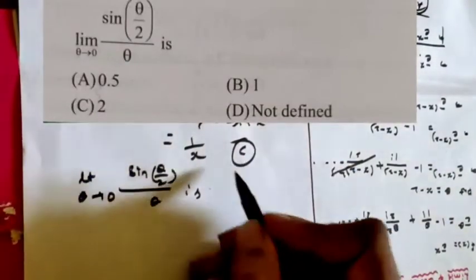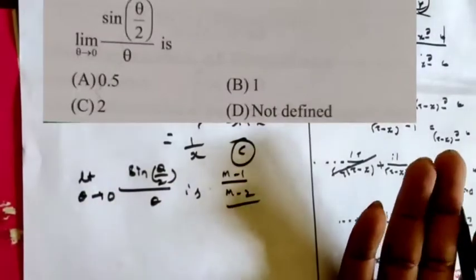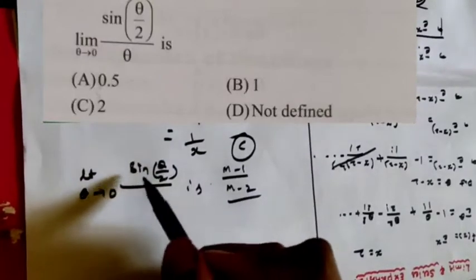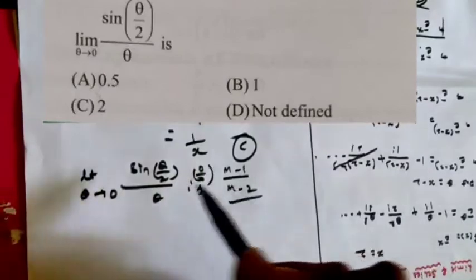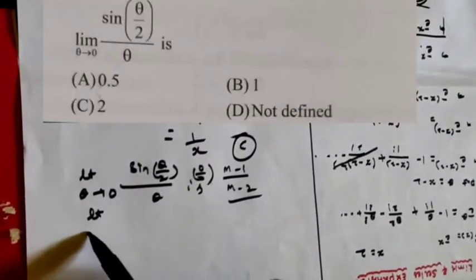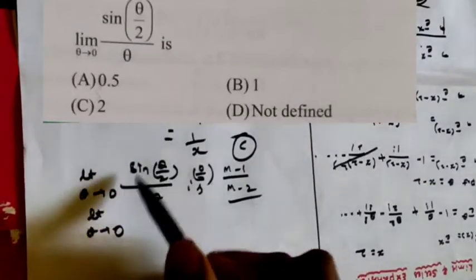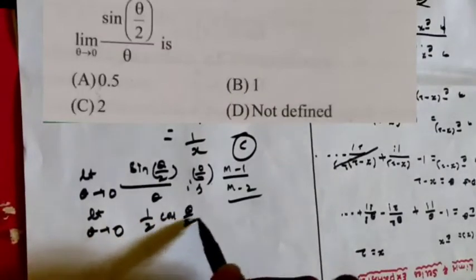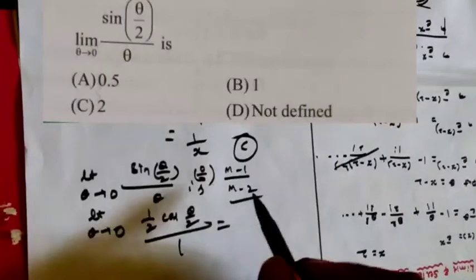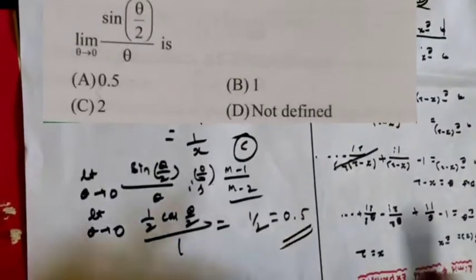There are two methods. Method 1 is the normal method. Method 2 is by using a property. Okay, method 1 is we have to apply the limit directly, we get 0 by 0 form. Then we have to apply the L'Hospital rule. Limit theta tends to 0, we have to differentiate numerator and denominator separately. Differentiation of sin theta by 2 is 1 by 2 cos theta by 2. Differentiation of theta is 1. Okay, we apply the limit, cos 0 is 1, we get 1 by 2. This is equal to 0.5. Okay, this is one method.